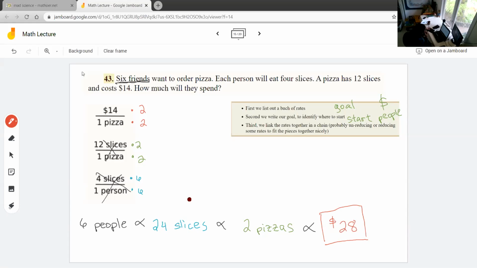Notice that in all these chains, you can pair up any items you want. Yes, 6 people went with $28. That was sort of our whole problem. But it's also true that 6 people went with 2 pizzas, or 24 slices goes with $28, or 2 pizzas goes, right? You can pick any 2 of them and they match.